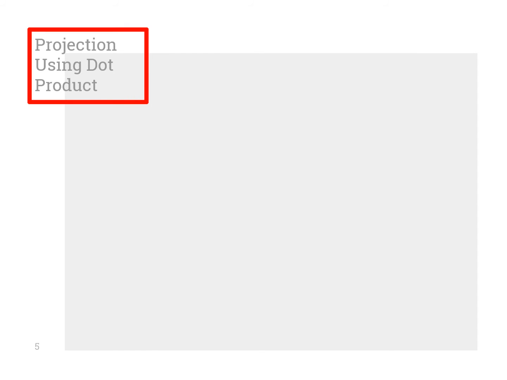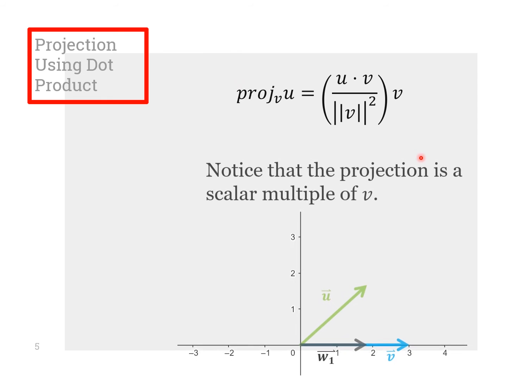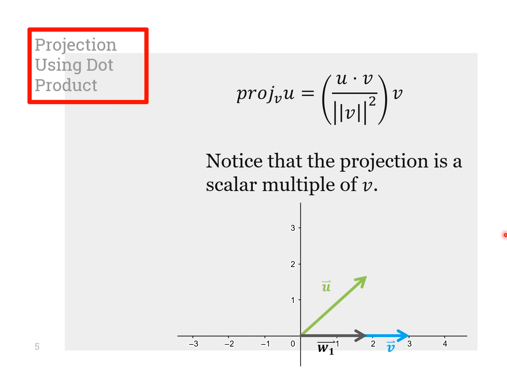Now, let's take a look at the formula that will allow us to find the projection of u onto v. If u and v are non-zero vectors, then the projection of u onto v is given by this formula here. Notice that the projection of u onto v is going to be a scalar multiple of vector v. The dot product will be a numerical value, and so would the magnitude of vector v squared.